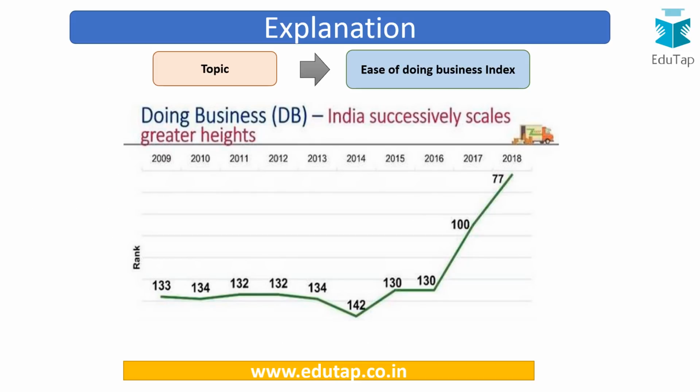And this is the graph. You can see the improvement of India starting from 2009, 133, and now India has reached 77.